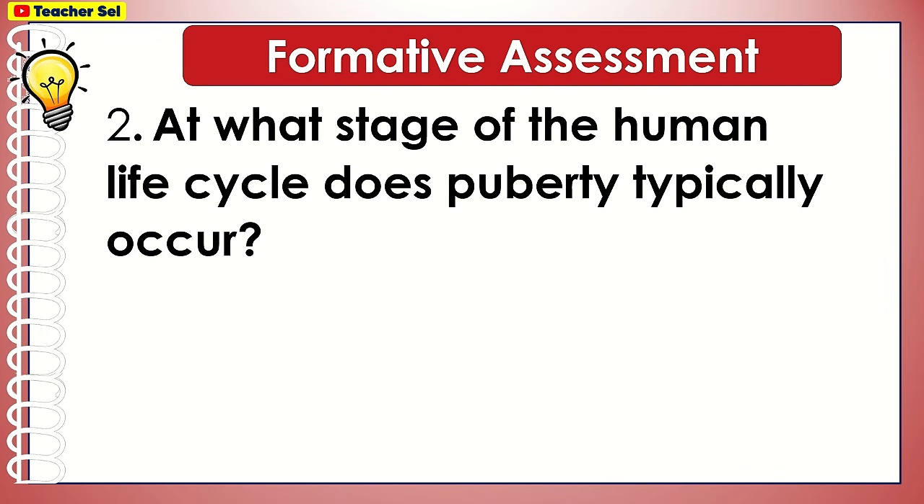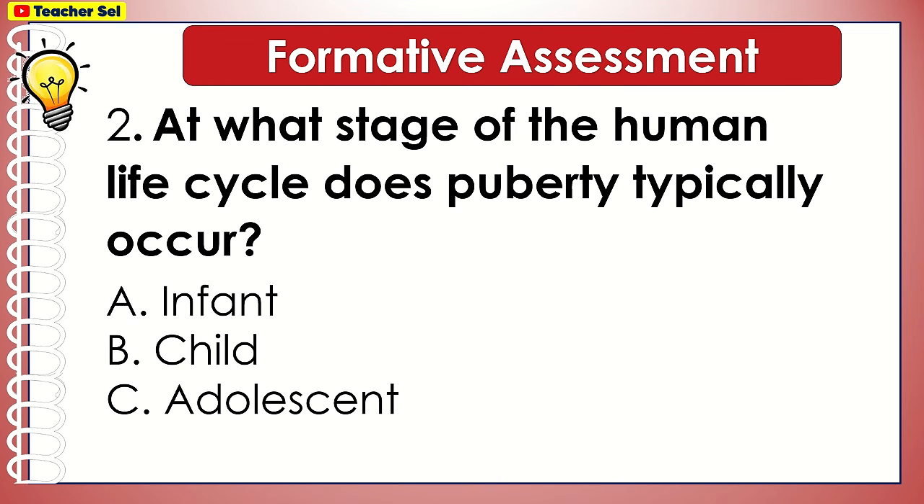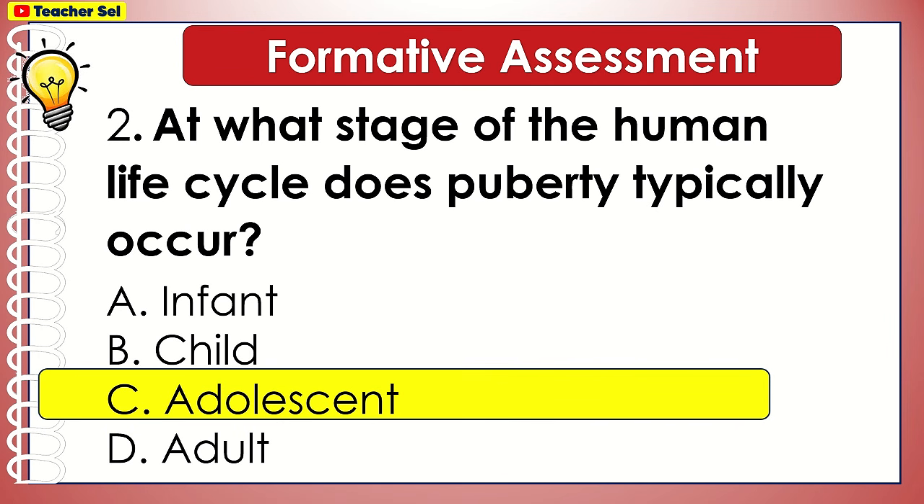At what stage of the human life cycle does puberty typically occur? A. Infant. B. Child. C. Adolescent. D. Adult. You're right. The correct answer is C. Adolescent.